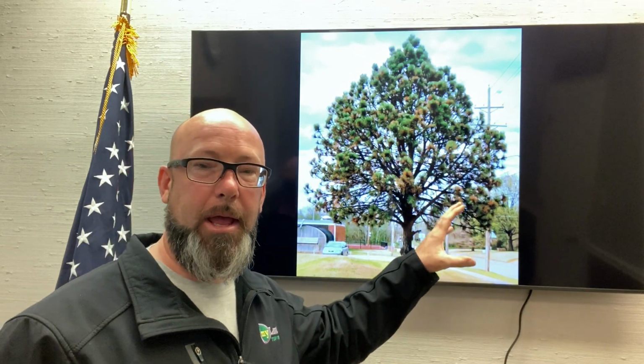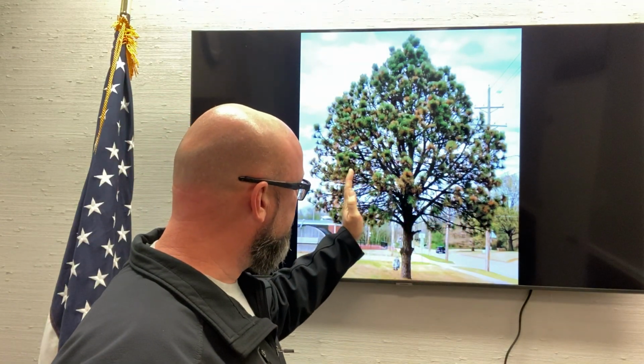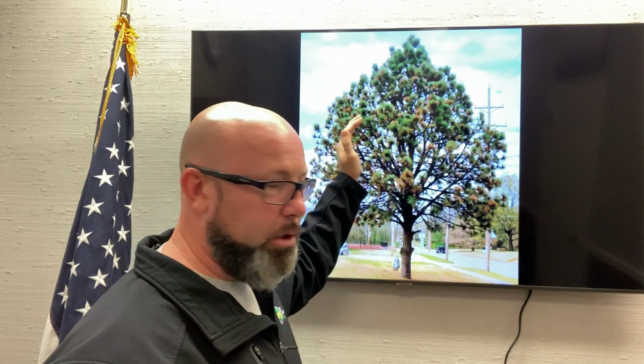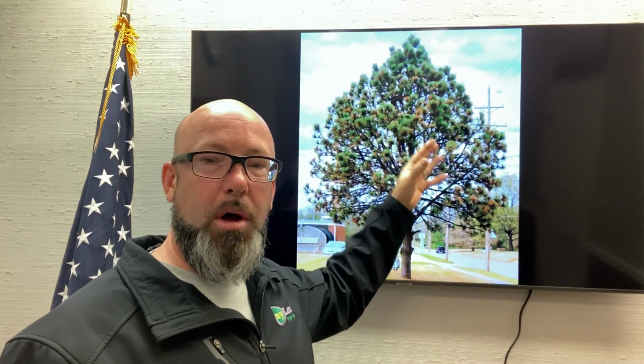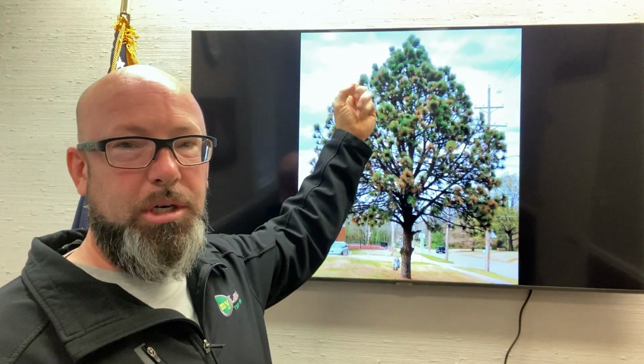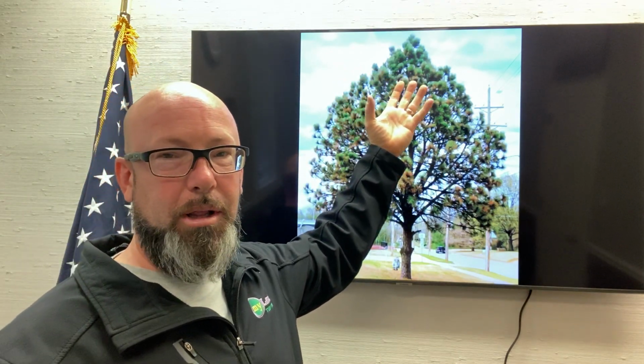So this one here, though, you can tell it has had some pretty serious issues with Dothistroma for 3 or 4 years. That's why it's so thin. It's been killing the older growth for several years in a row, but the new growth at the ends has been keeping the tree alive. But that's not going to last very long either.